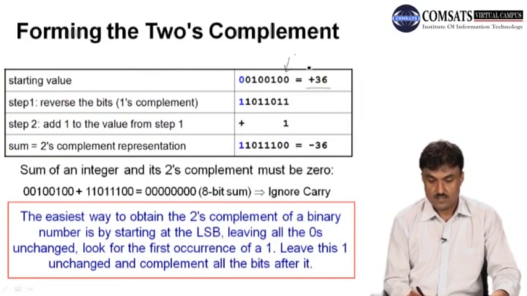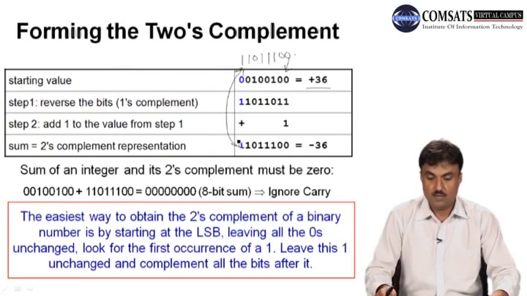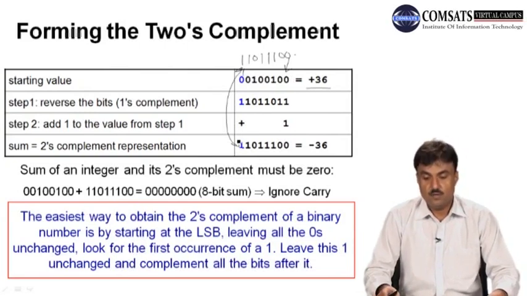For example, we encountered 0, 0, we don't change anything. If we encounter 1, we will leave this 1 as it is, and the rest of these bits will be complemented. So you can see, compare these two. This is the easiest way to convert, or represent, any negative number in 2's complement.